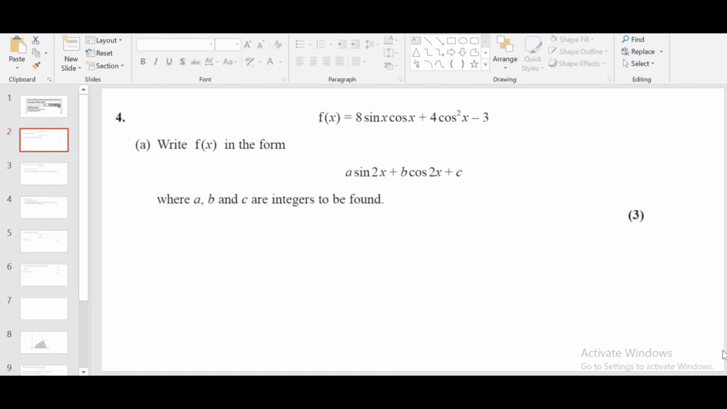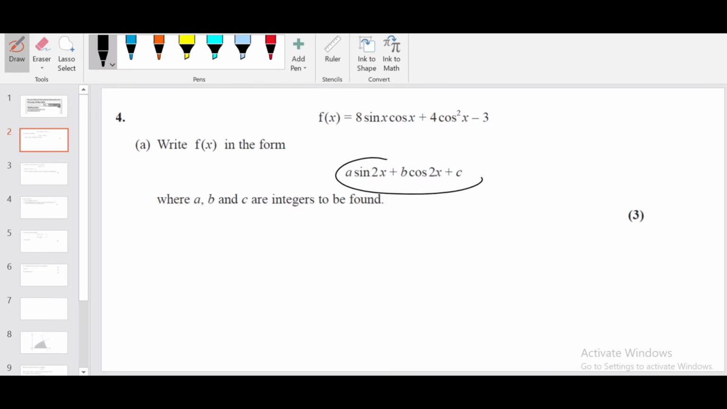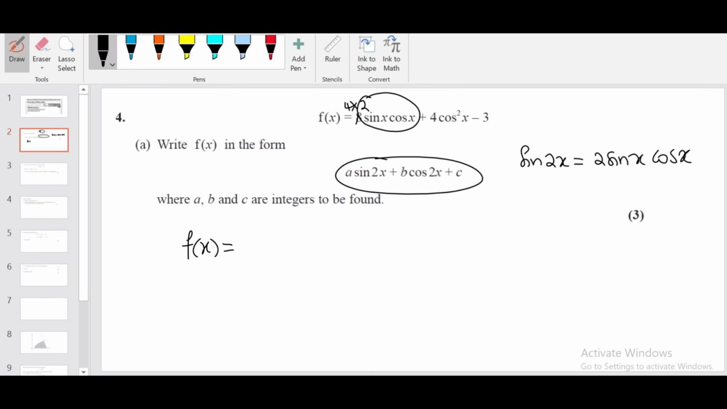It's a 3-mark question. You have f of x given. We need to rewrite f of x in this format. We are going to use the double angle formula. We know sin 2x is equal to 2 sin x cos x, right? So you can write 8 as 4 times 2, so you have 2 sin x cos x here. So f of x is equal to, you need to mention the sin 2x first, and then you can write it as 4 sin 2x plus 4.